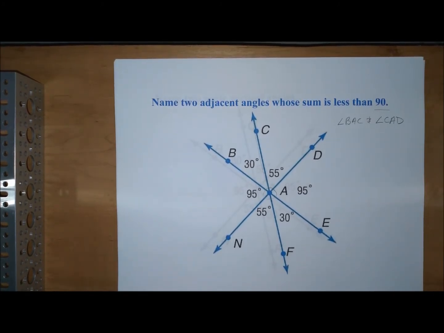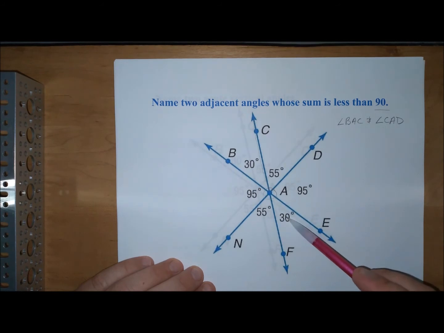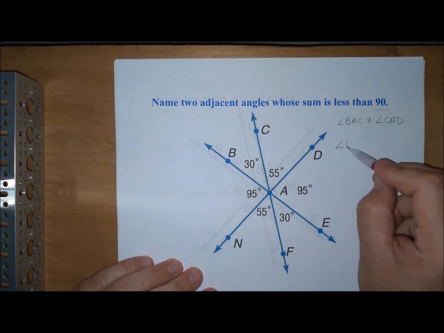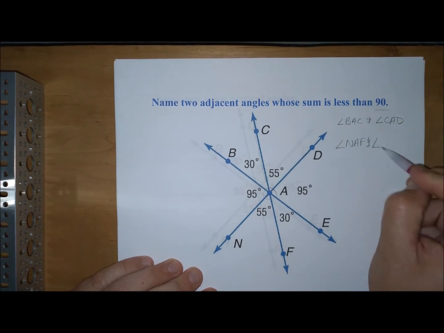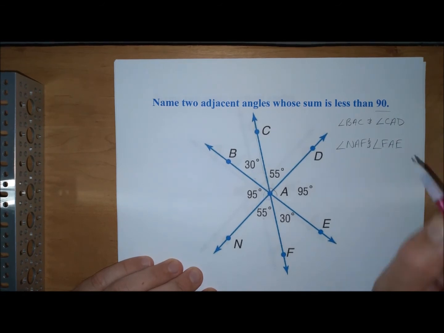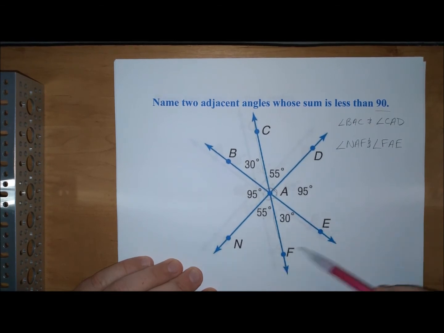Good. Are there any other pairs here? Any other adjacent angles whose sum is less than 90? Could we also look over here? Notice the way these are drawn. We have vertical angles here and vertical angles here. So over on this side, we have the same condition. Angle NAF and angle FAE. Those are adjacent angles. They share a common vertex, they share a common side, they have no interior points in common, and they add up to 85 degrees, which is less than 90. Good.